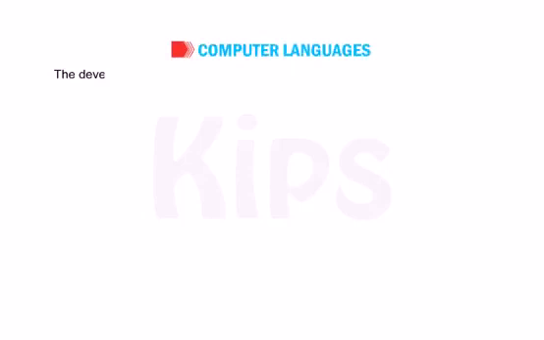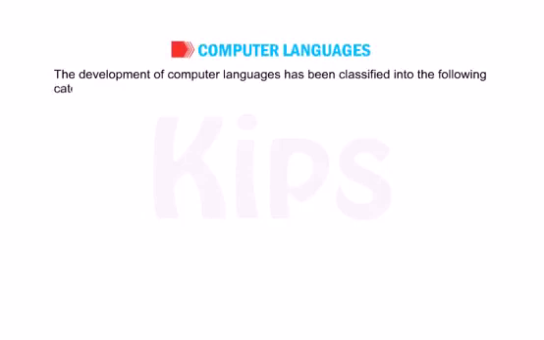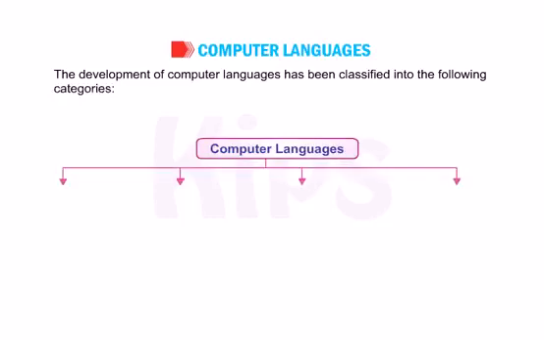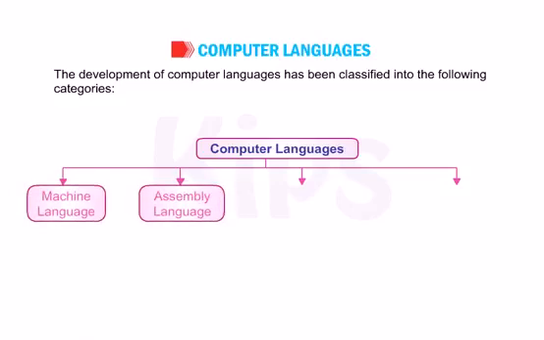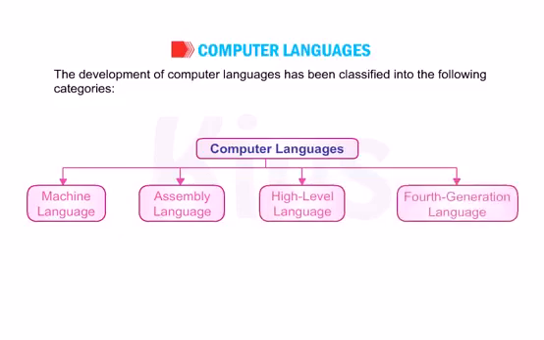The development of computer languages has been classified into the following categories. Computer languages: first generation as machine language, second generation as assembly language, third generation as high-level language, fourth generation language.